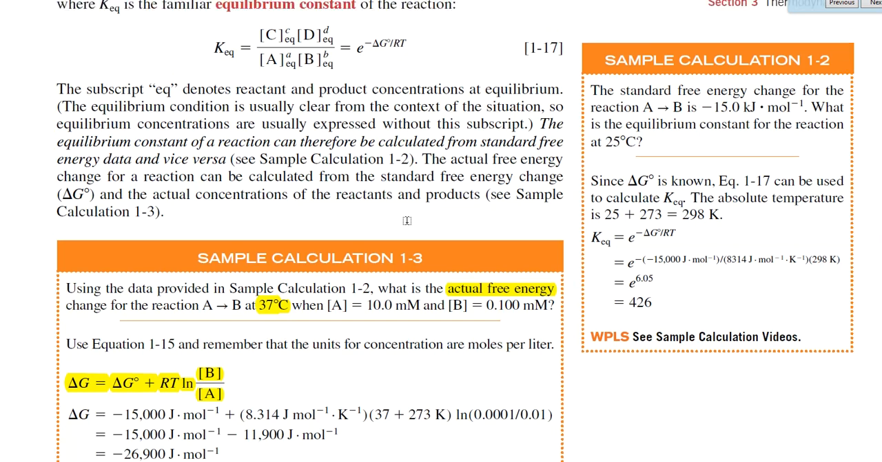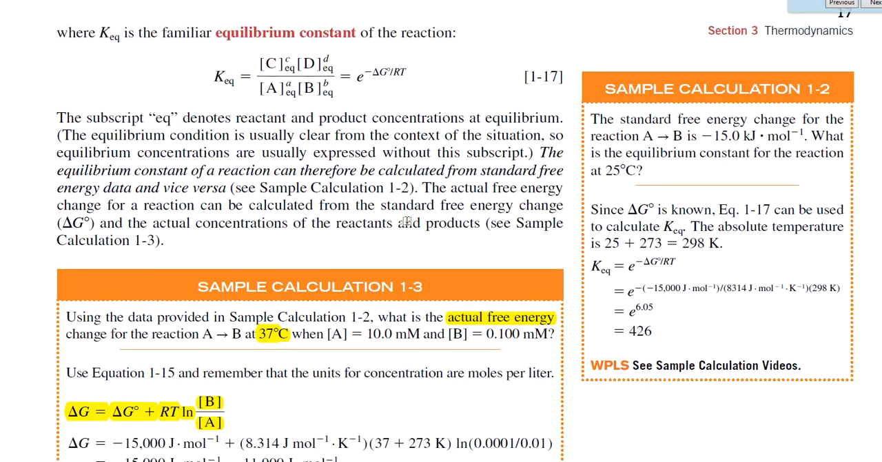Another calculation, which you can see towards the right side: the standard free energy change for a reaction A to B is minus 15 kilojoule. Here del G0 is the standard free energy change, which was mentioned in the previous question, 1.2, where the value of del G0 is minus 15 kilojoule, converted into joule by multiplying by 1000. So what is the equilibrium constant for the reaction at 25 degrees centigrade?